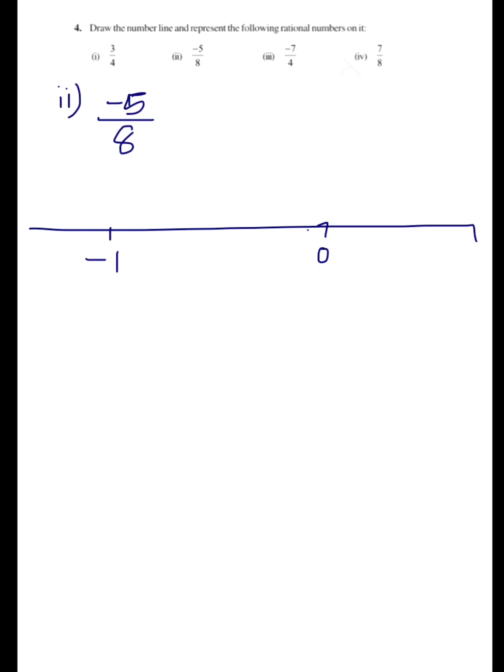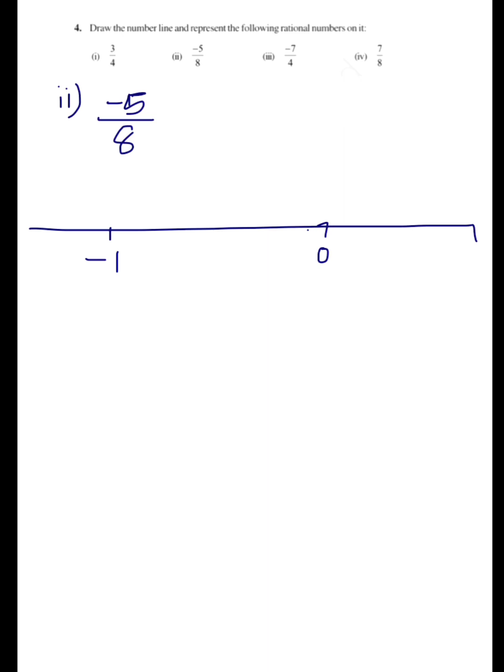If it's a positive rational number and the numerator is less than the denominator, then it will be between 0 and 1. But if it's a negative rational number and the numerator is less than the denominator, then it will be between 0 and minus 1. Okay. Now our question is minus 5 by 8.